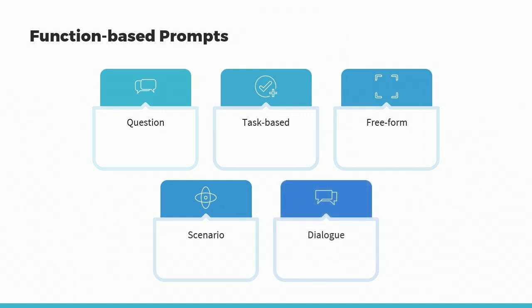Dialogue prompts. These prompts involve simulating a conversation or dialogue between the user and the model. For example, a dialogue prompt could be "Ask me anything." The model would then generate a response and continue the conversation based on the user's responses. Overall, using a variety of function-based prompts can help train ChatGPT to generate responses that are tailored to specific tasks or scenarios.